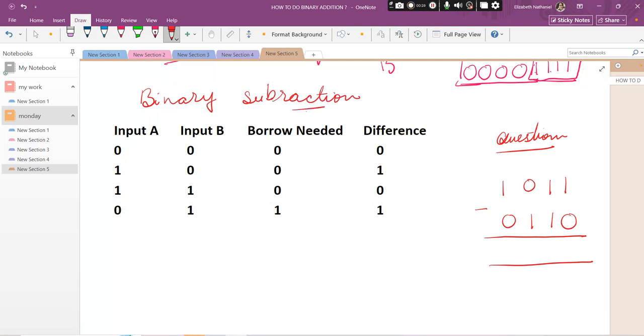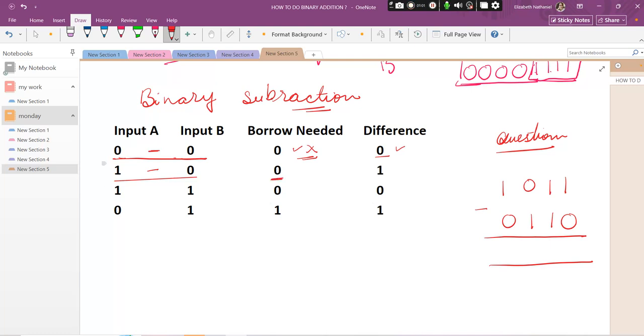Let's see that. First of all, 0 and 0. Imagine if I have this condition. Do we need to borrow something? No, we do not need the borrow. So what will be the difference then? It will be as it is, 0. And if this is the condition, 1 minus 0, what is that? It will be treated as 1 only.